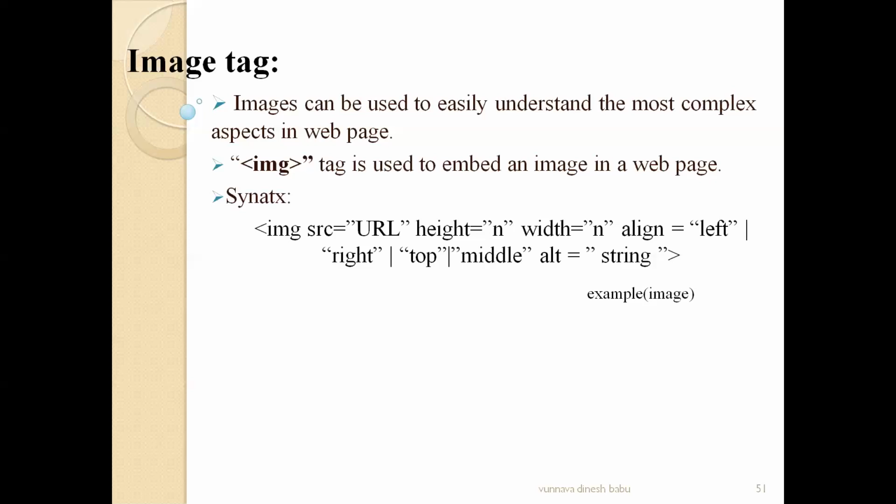What is the image you want to open on the web page? The path of that particular image should be given to the source attribute. What is the height of the image you expect on the web page? The height of the image should be given to the height attribute. What is the width of the image you are expecting on the web page? That value should be given to the width.